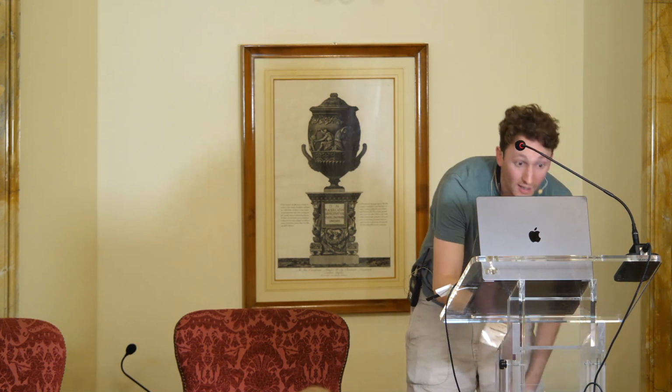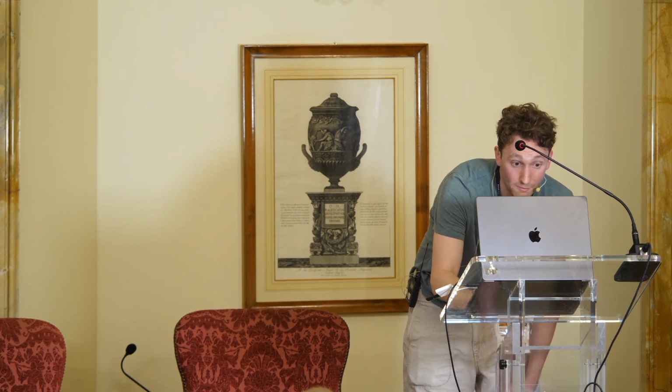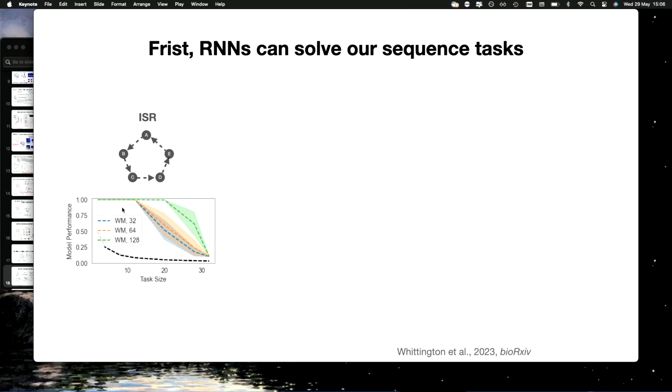What we see here is we trained a bunch of RNNs on this task, just next step prediction, and different colors correspond to different sizes. We can see that they can all solve these. Task size means how many nodes are in the graph. In this case, there'd be 5, so it would be down here. Different colors are different RNNs. The bigger RNN can solve bigger tasks, but they can all solve the smaller tasks, and they all can't solve the biggest tasks, as you would expect.